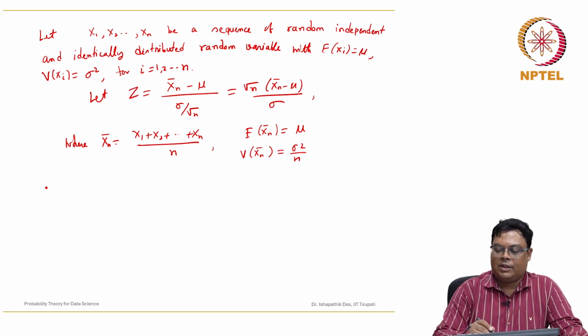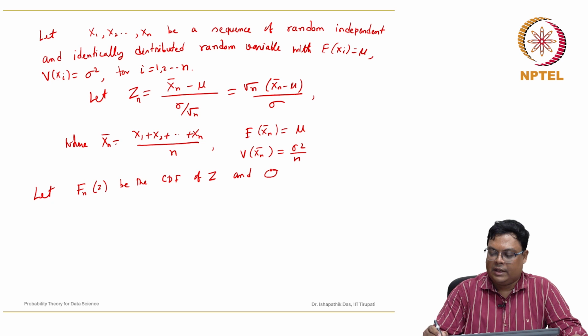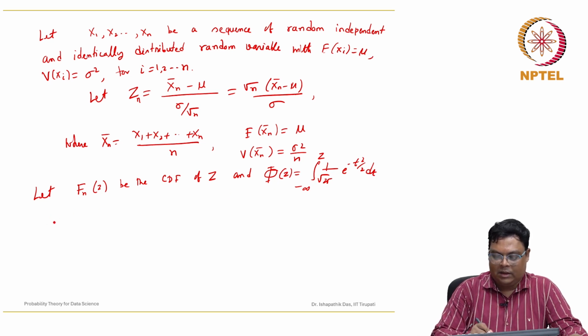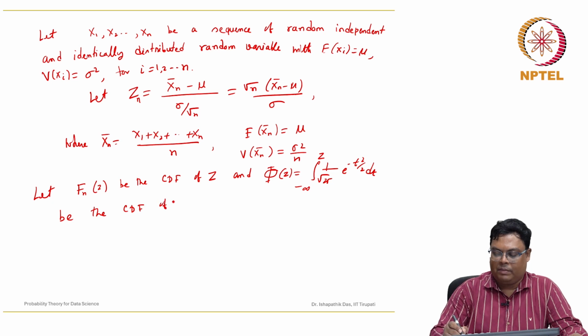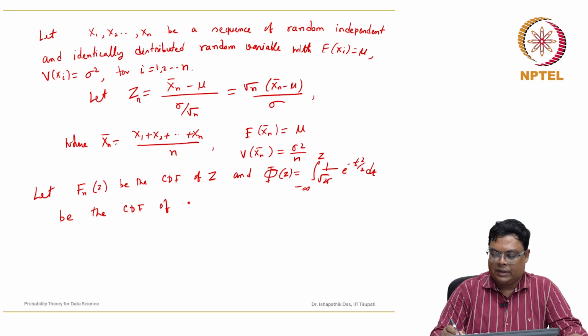Then the central limit theorem says, because it is dependent on n, let Fn(z) be the cumulative distribution function of Zn, and we denote phi(z), defined as the integral from minus infinity to z of 1 by root 2 pi e to the power of minus t square by 2 dt. This is the cumulative distribution function of the standard normal distribution, normal 0 1, the standard normal random variate.